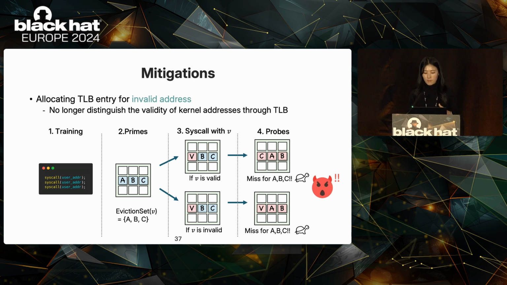At the hardware level, one possible mitigation is to cache the result of address translation for invalid addresses in the TLB as well. By doing this, when a kernel address is accessed, the eviction set entry will be evicted, regardless of whether the kernel address is valid or not. This removes any difference in probing cycles, making it impossible to infer the validity of the address.